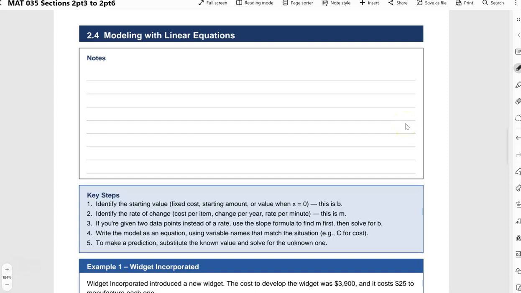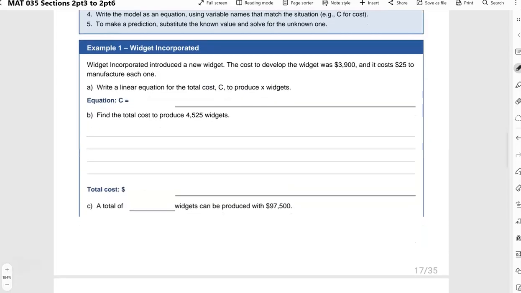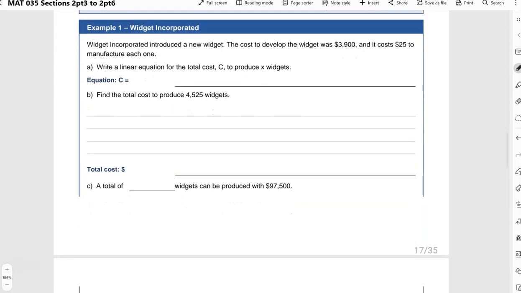In this video, we're going to talk about how we can model with linear equations. So we're just going to walk through a few examples. Let's look at the first one.